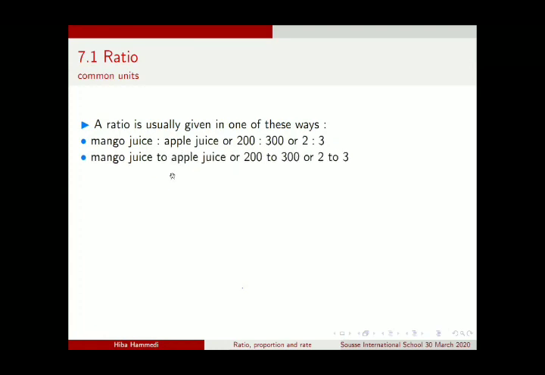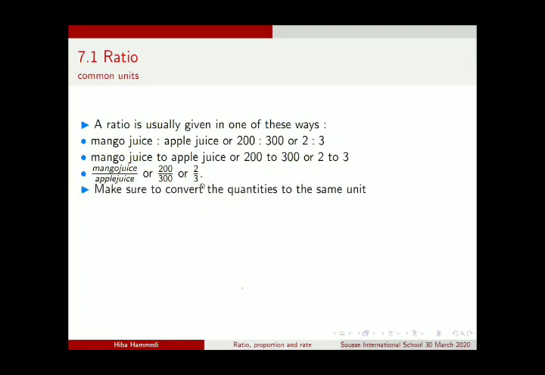The second one is to replace the 2 dots here by "to". So I only need to write mango juice to apple juice, or 200 to 300, or 2 to 3, 2 units to 3 units of these juices. The third way to write a ratio is to write it as a fraction. So it will be written like that: mango juice over apple juice, or 200 over 300, or use the simplest form, 2 over 3.